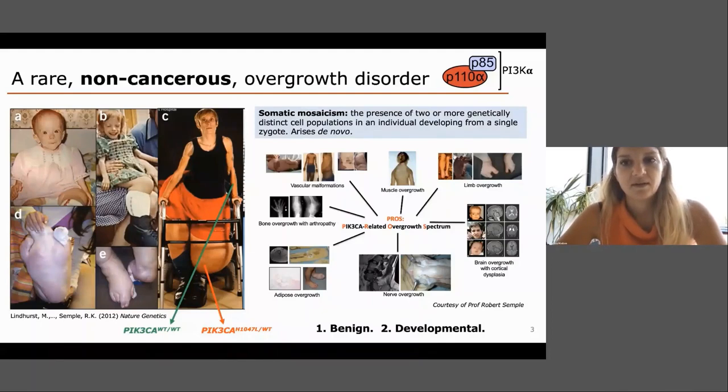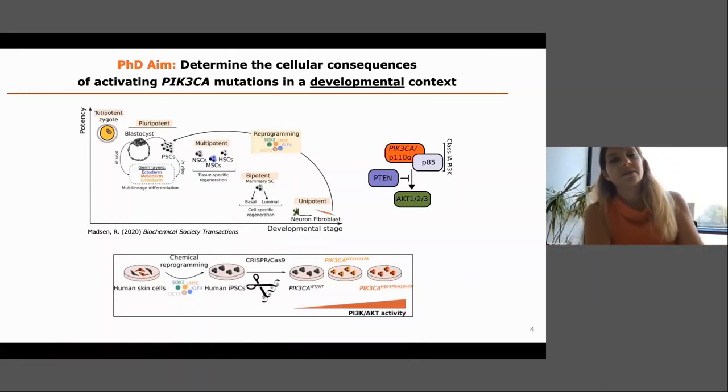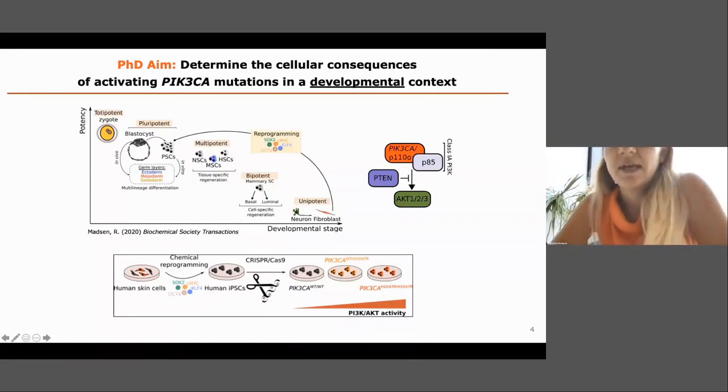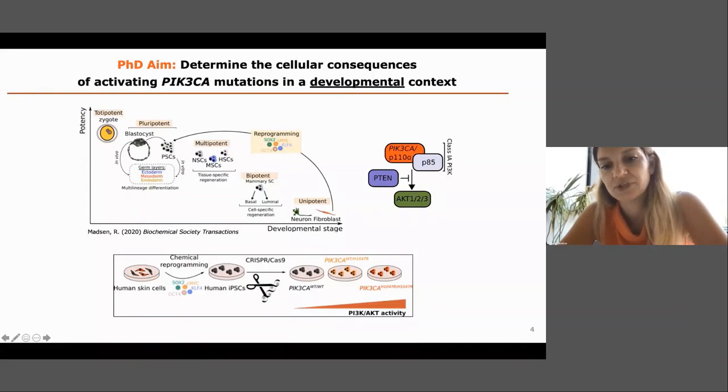So there is a critically unmet need for developing more reliable and new model systems for preclinical studies in relation to PROS. And that really brings me back to the aim of my PhD, which was to determine the cellular consequences of activating PI3K mutations in a developmental context, which is the reason why I chose pluripotent stem cells. The way I went about this was to use CRISPR-Cas9 to knock in an activating PI3K mutation, H1047R, the most common and strongly activating one, into the endogenous PI3K locus.